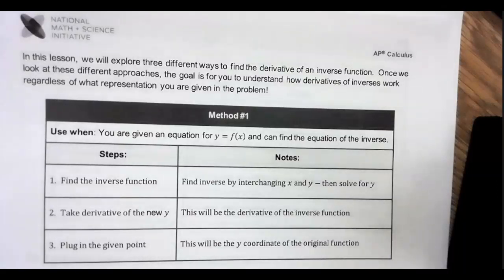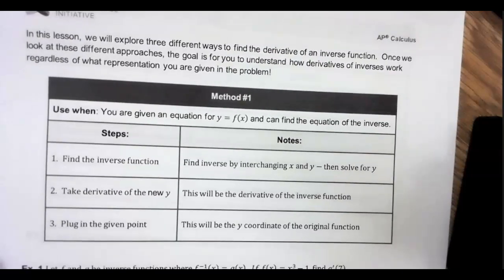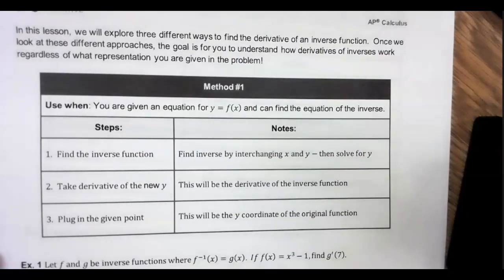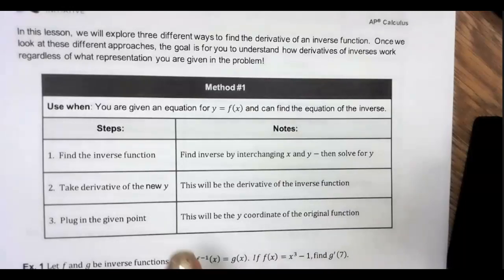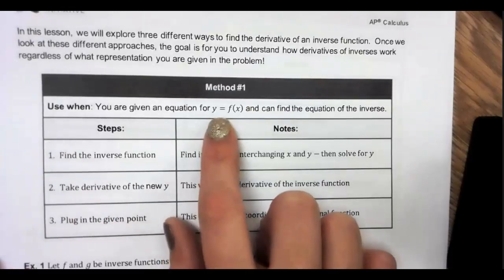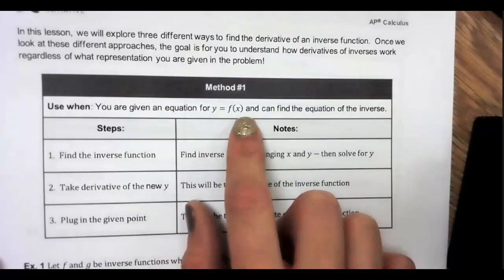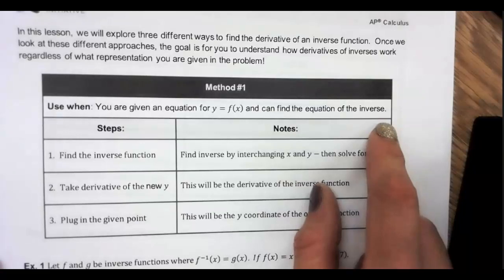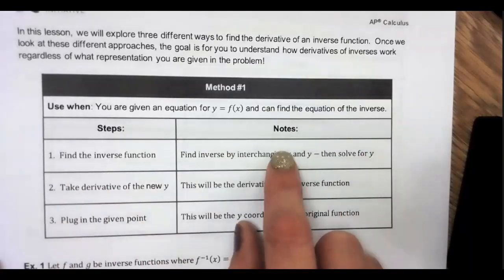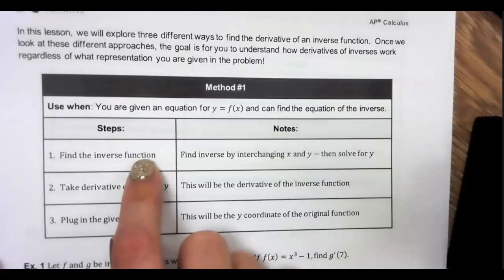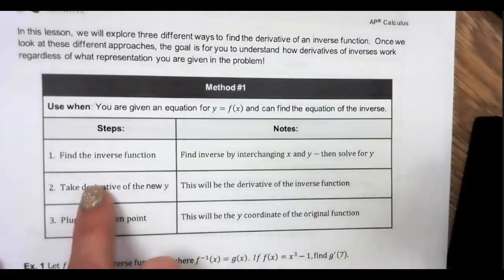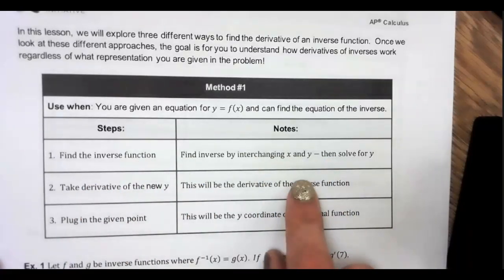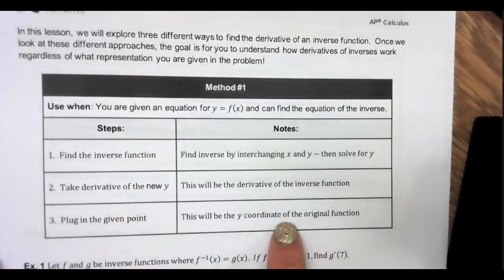Friday, in our lesson, we explored 3 different ways to find the derivative of an inverse function. So I'm just going through with you quickly each of those 3 methods again. The first method was if you are given an equation y equals f of x, and that equation is something that you can easily find the inverse of. Then you can find its inverse by changing x and y, taking the derivative of that new function, so getting dy dx, and then plugging in the given point.